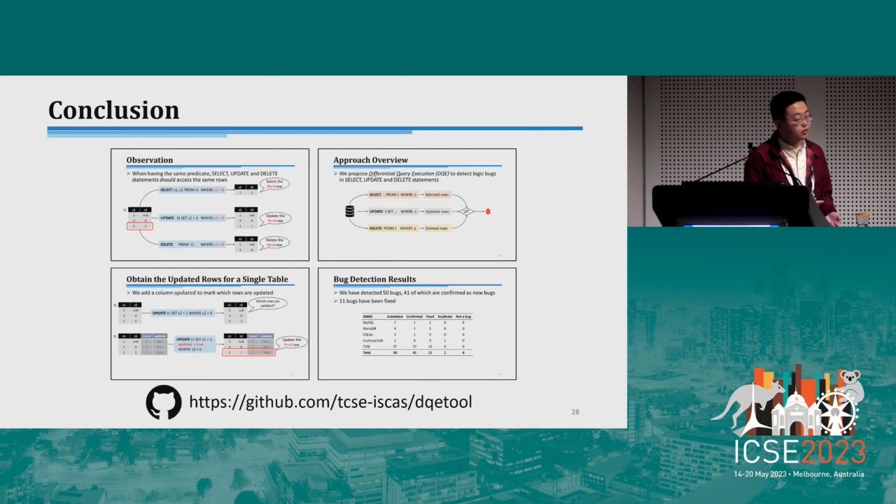To summarize, inspired by the key observation that DBMS utilizes predicates to specify which rows to manipulate, we propose DQE to compare their accessed rows. To optimally obtain the accessed rows, we design the two-column update and row ID. We evaluate DQE on five widely used DBMS. The result indicates the effectiveness of DQE. We make our tool publicly available at GitHub. For more information, you can review our paper.